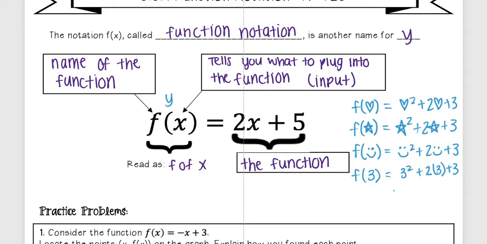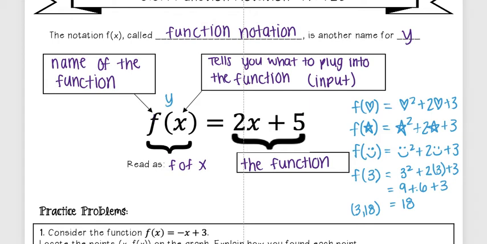And what's coming out here is really just our output. And so if I were to simplify this, 3 squared is 9, 2 times 3 is 6, plus 3. And then 9 plus 6 is 15, 15 plus 3 is 18. And so 3 is my input, 18 is my output. 3 is my x, and 18 is my y.